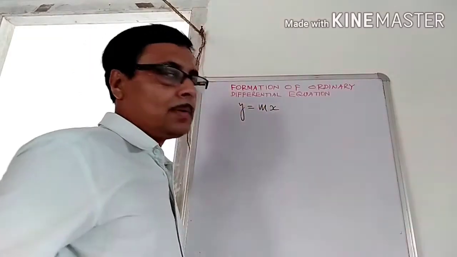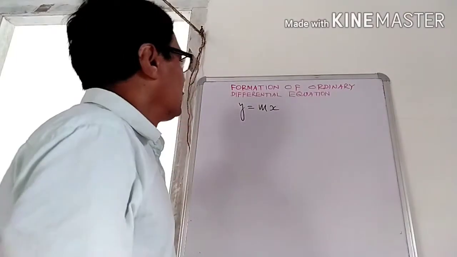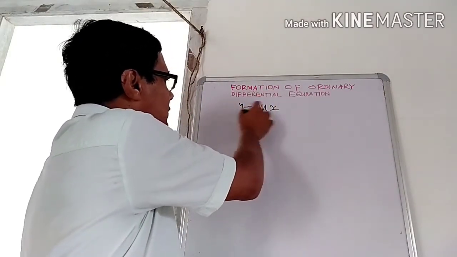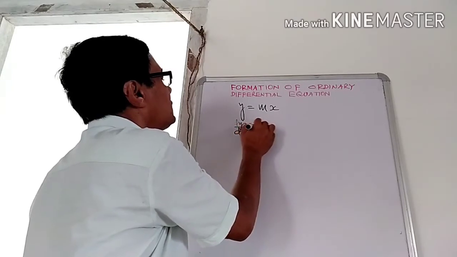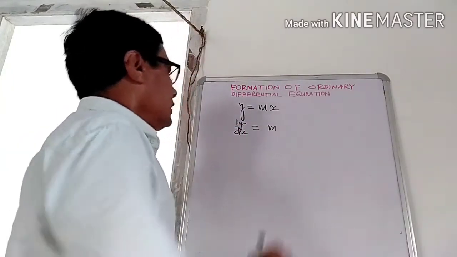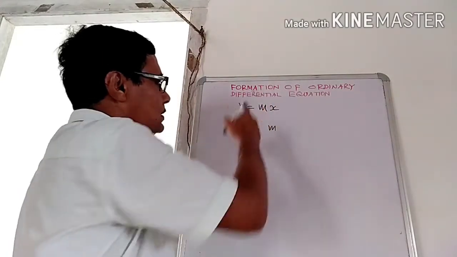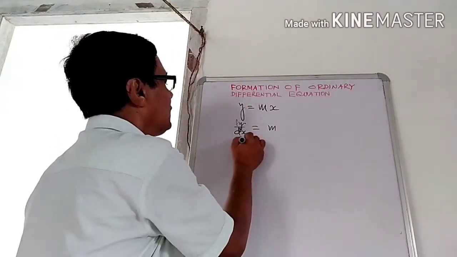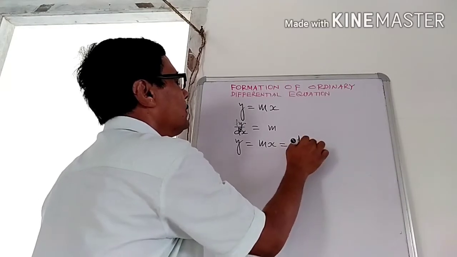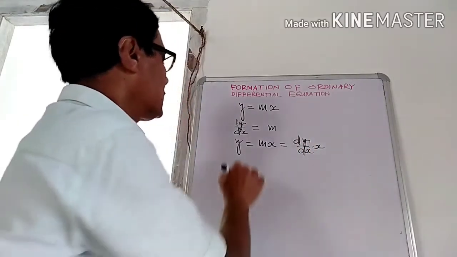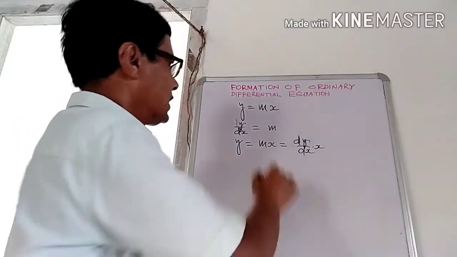We can eliminate the parameter by differentiating this equation. We take the differentiation of this equation, and we get dy/dx equal to m. If we put the value of m in terms of the derivative dy/dx in the original equation, that is, the equation of the curve, we get y equal to mx equal to dy/dx into x. This is the differential equation of this curve y equal to mx.